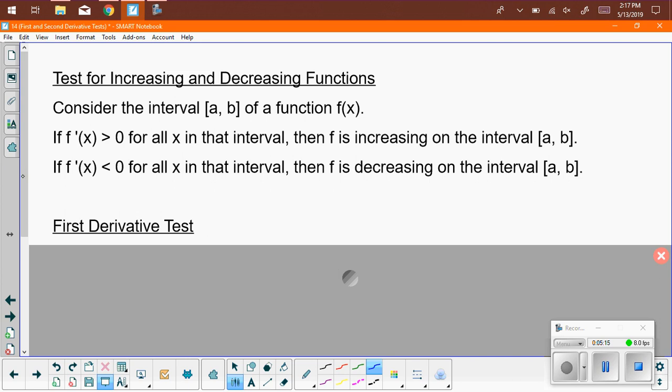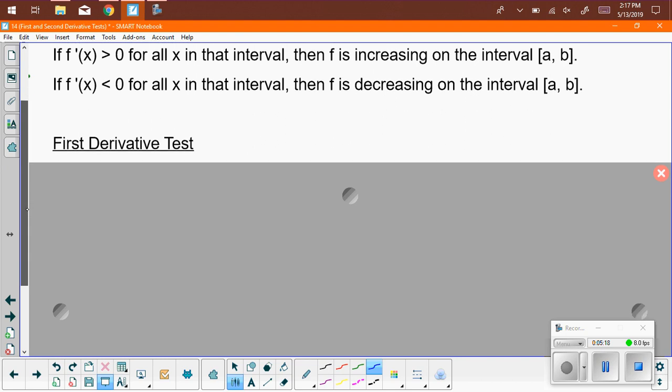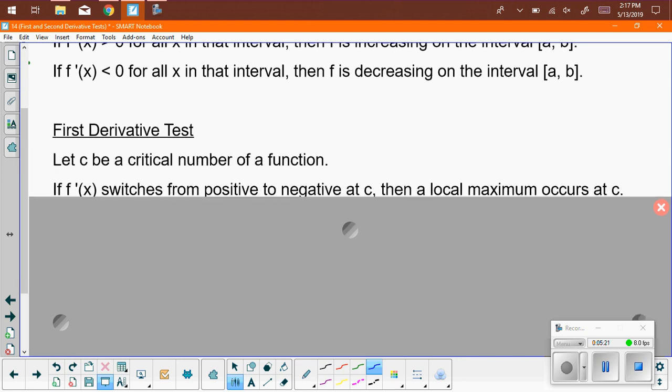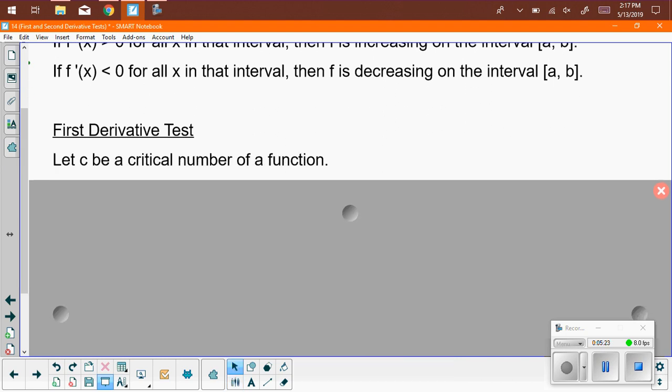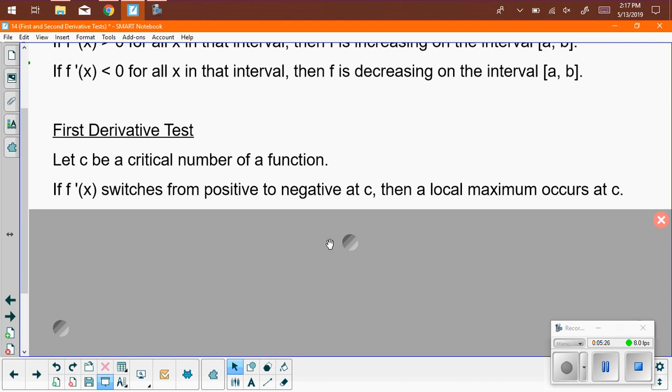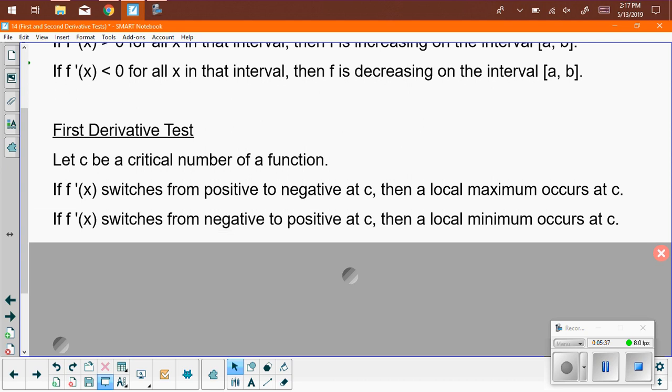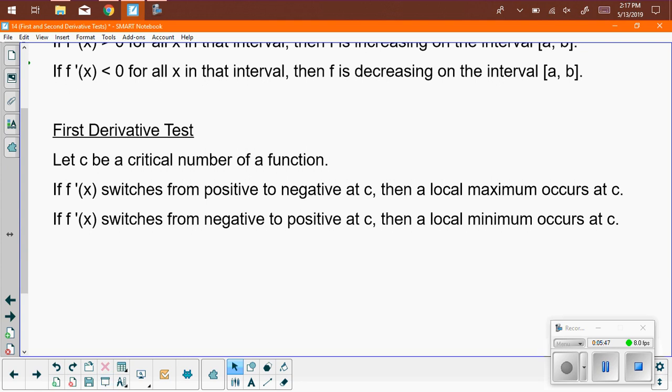Combined with the critical points, this gives us what's called the first derivative test. If I know what my critical number is, I have c. If my derivative switches from positive to negative at c, it switches from increasing to decreasing, then I must have a local maximum there. If my derivative switches from negative to positive, it was decreasing then increasing, then that means I have a minimum. If it doesn't switch, then I realistically probably have the third case that we mentioned. It just flattens out, but it keeps going.